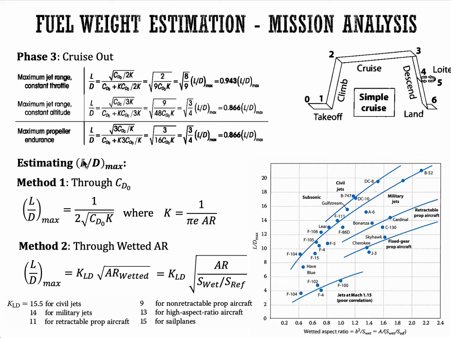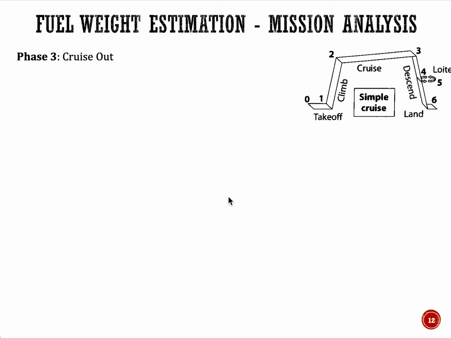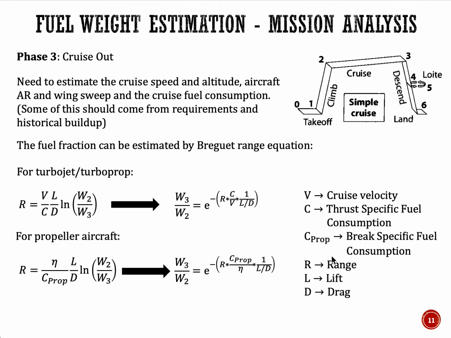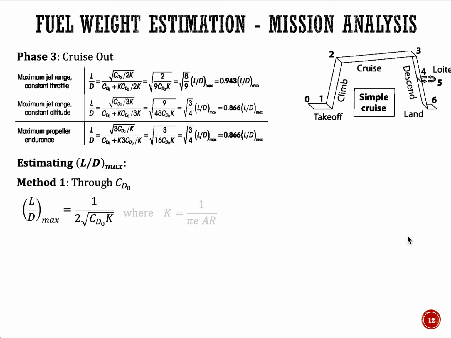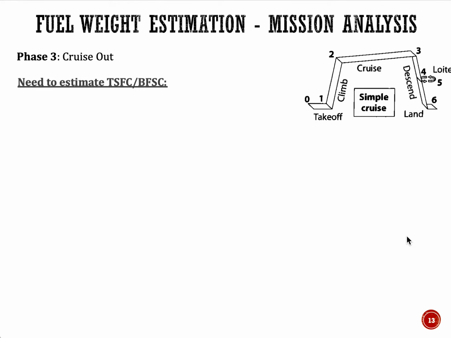So this is again estimating L over D, right? If you know the L over D max, then you can use that to estimate L over D, and you can use that to estimate your weight fractions for your cruise. Another thing that's actually in the equation is C, which is the thrust specific and brake specific fuel consumption that you also need to estimate, right?